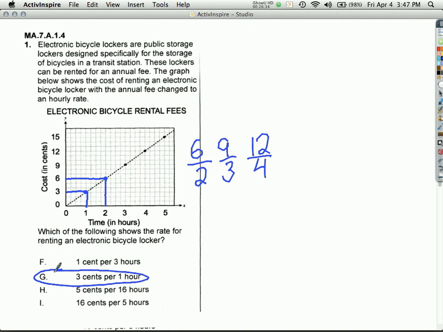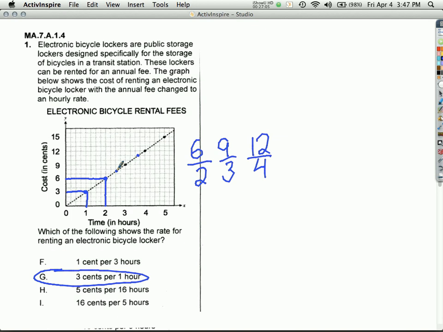Now, one thing I want you to be aware of is that the graph won't always have dots on it, like this. It will have a line, but it won't necessarily have dots. That doesn't mean that there aren't any dots. In fact, any point on this line can be one of the points. So you could have picked that point right there. You could pick that point right there. No matter which point you pick, the ratio will be the same.